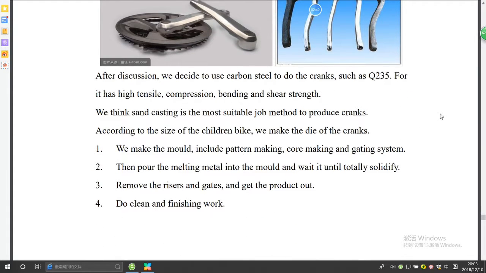After discuss, we decide to use carbon steel to do the cranks, such as Q235. It has high tensile, compression, bending, and shear strength. We think sand casting is the most suitable method to produce cranks. According to the size of children's back, we make the die casting of cranks.